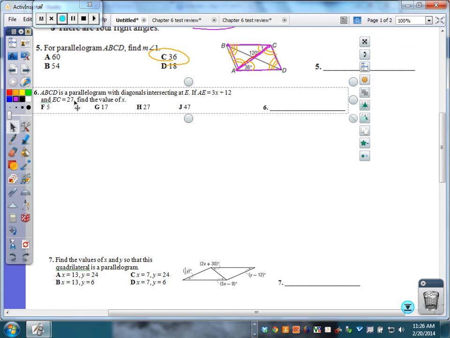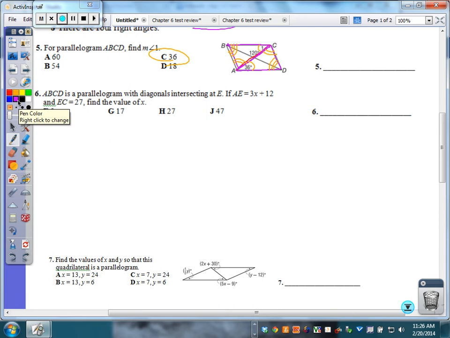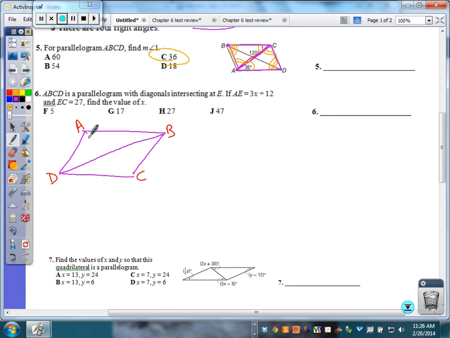All right, number 6. Number 6 says ABCD is a parallelogram with diagonals intersecting at E. Well, the best way to do this is to go ahead and draw it. So we have a parallelogram, and we're going to call this A, B, C, D. All right, and then we have diagonals that are going to intersect at point E.